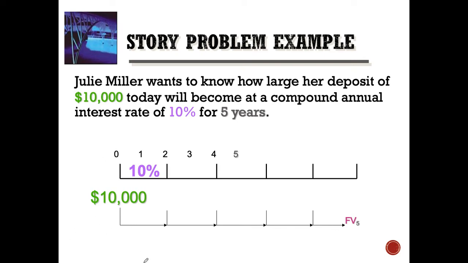Julie Miller wants to know how large her deposit of $10,000 today will become at a compound annual interest rate of 10% for 5 years. So N is 5 years, the interest is 10%, and the P0 is $10,000.